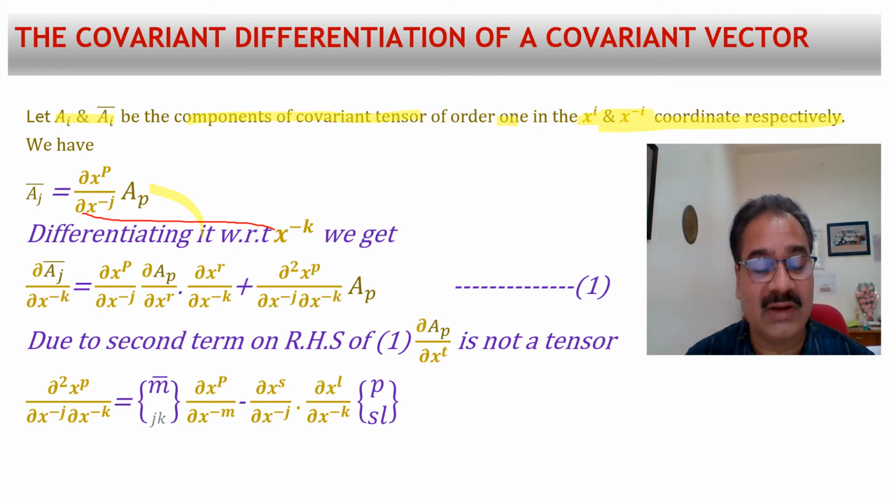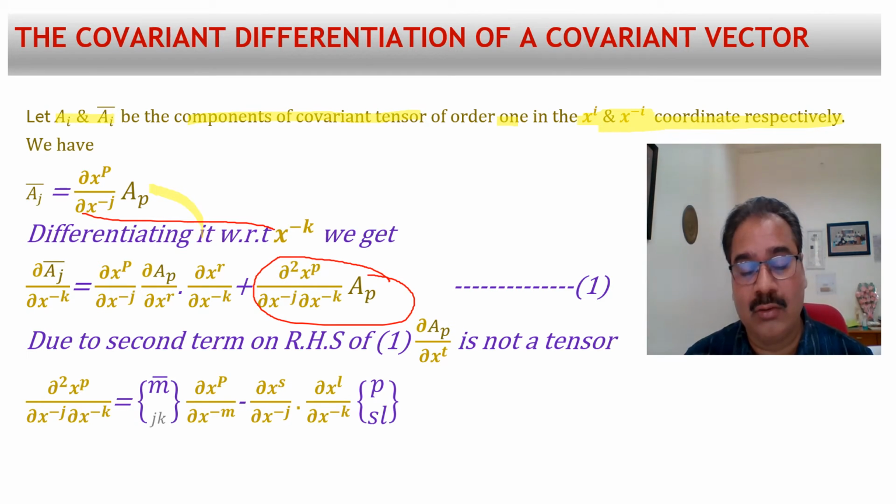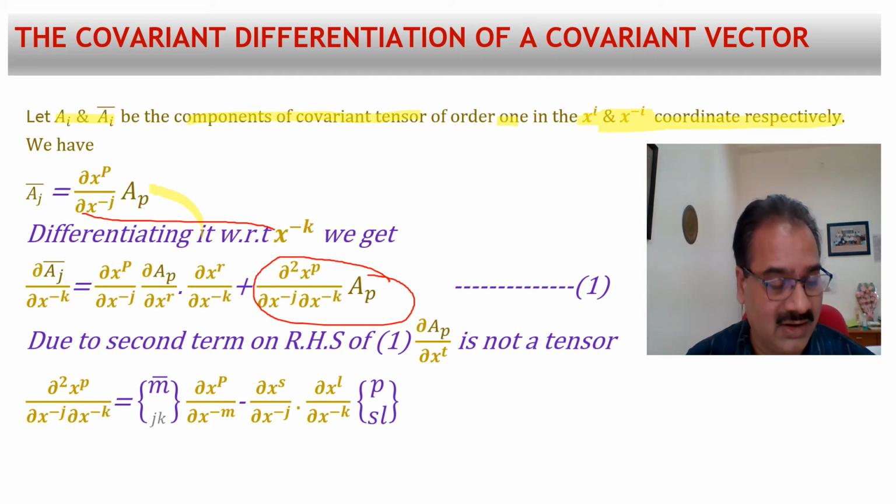Now, due to the second term on the right-hand side, this term del A_p over del x^r is not a tensor. So we need to evaluate it. Look again at del 2 x^p over del x bar^j del x bar^k. It was already explained during the discussion of Christoffel symbols of the first kind and second kind. It may be expressed as Christoffel symbol of the second kind, {m over jk} bar, del x^p over del x bar^m minus del x^s over del x bar^j dot del x^l over del x bar^k {p over sl}.